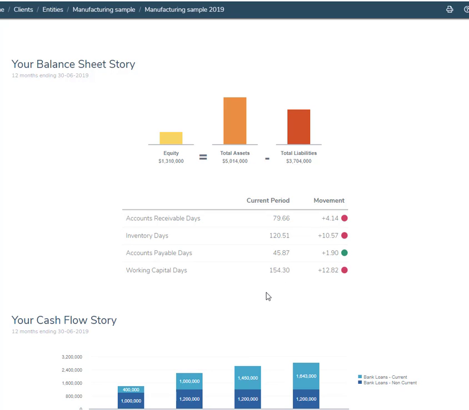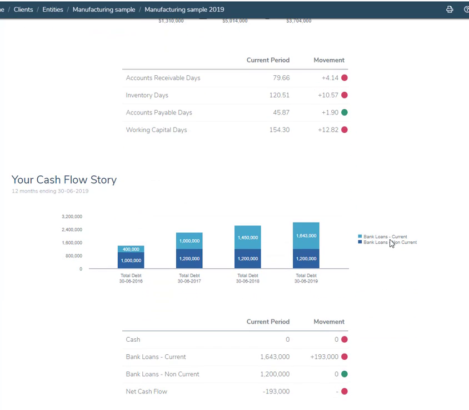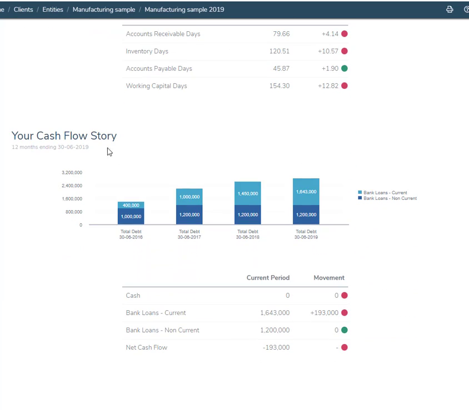Basically, it's showing that for 154 days, when we've made sales or when we've had to pay for things, it sat there for 154 days until we've been able to get the money back for selling those products. And this is just related to our cash flow.